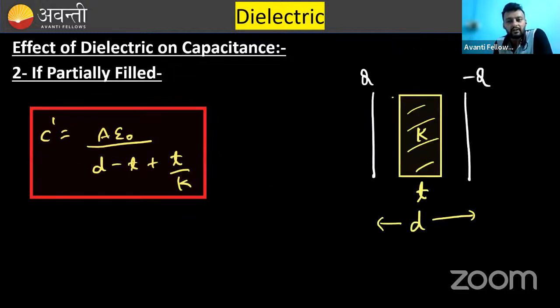Now if it is partially filled, you can see in this diagram, the separation between the plates is D and the dielectric which is filled has thickness T. So what will be the capacitance? A epsilon naught over D minus T plus T by K. Again, I will say capacitance is decreasing. The remaining portion is air. Clear? Okay.